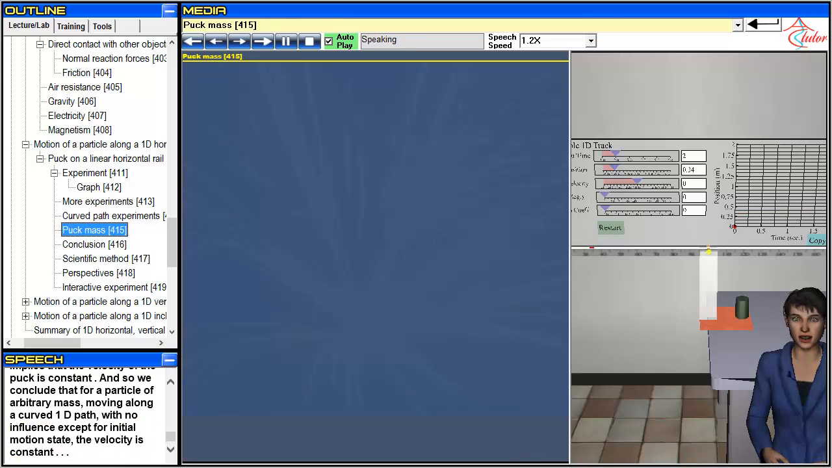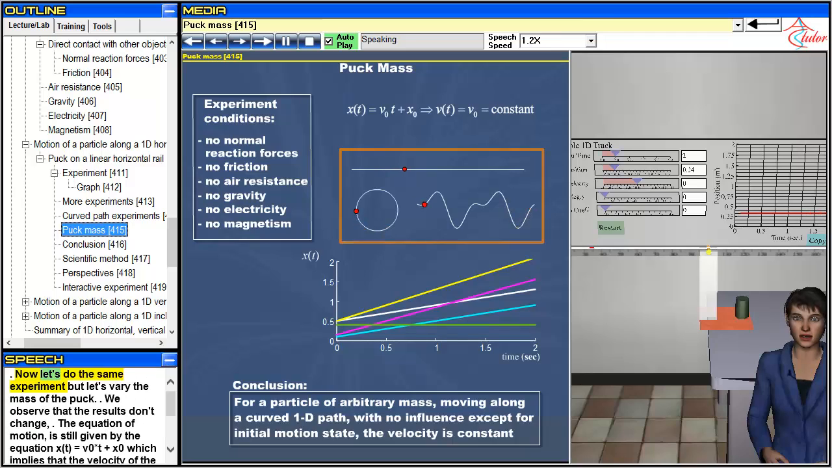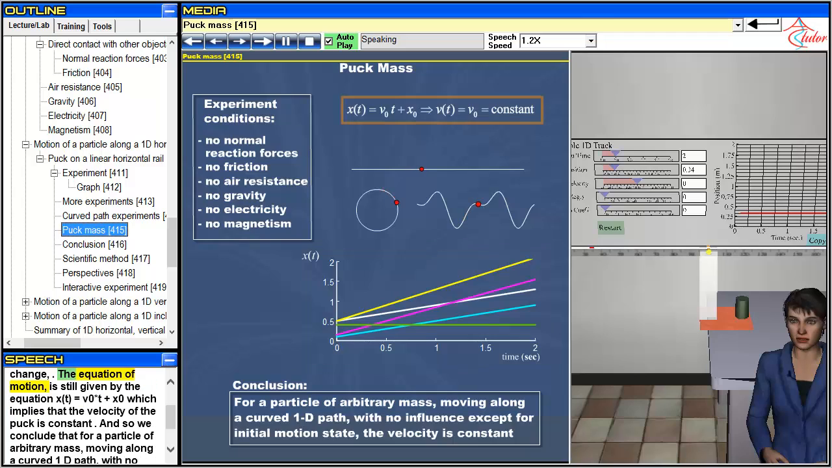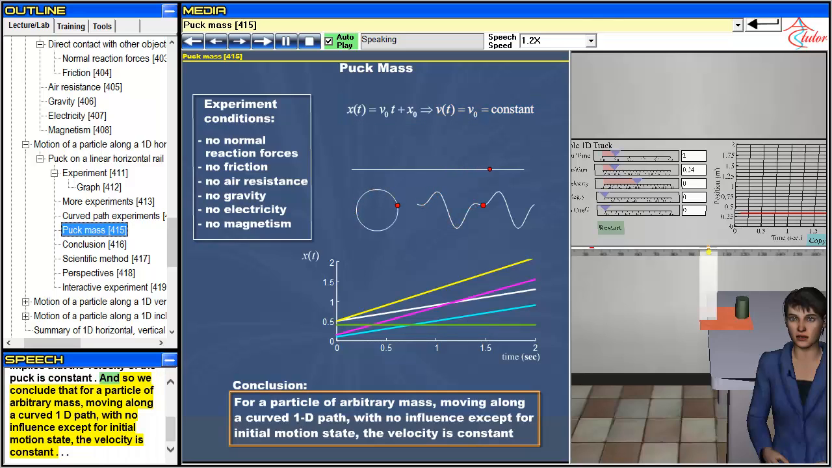Now let's do the same experiment, but let's vary the mass of the puck. We observe that the results don't change. The equation of motion is still given by the equation x of t is equal to v0 times t plus x0, which implies that the velocity of the puck is constant. And so we conclude that for a particle of arbitrary mass, moving along a curved 1D path, with no influence except for initial motion state, the velocity is constant.